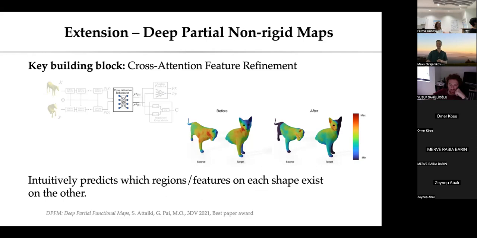But the reason why we have these cats is one of the reasons that it's non-rigid, right? So we want to deal with shapes that are non-rigid, so they're doing some deformations, and also partial. If you have some archaeological artifact, it's typically rigid, it doesn't deform. So that's why we have these.